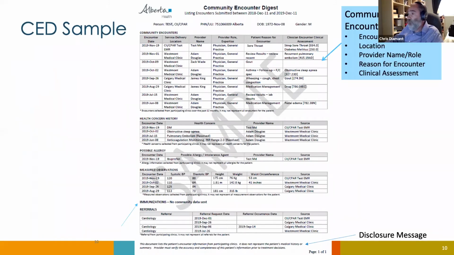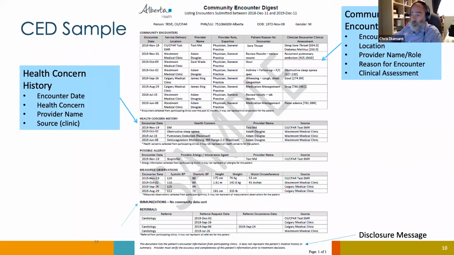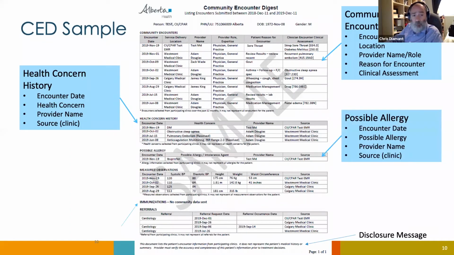Hopefully you've seen this before, but we'll quickly go through the Community Encounter Digest again to look at all of the pieces of it. There's a section for community encounters, and this is where it says where the patient was seen, who they saw, what they said they were coming in for, and what the actual diagnosis was. There's a health concern history section, so if a new problem is entered in the profile while the patient is having that visit, it'll show up here.